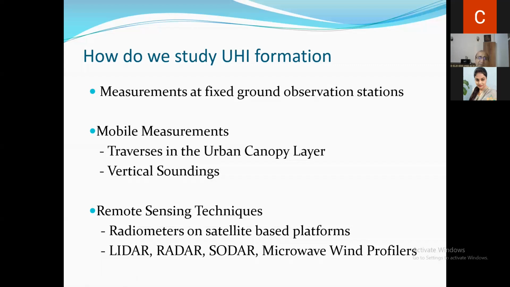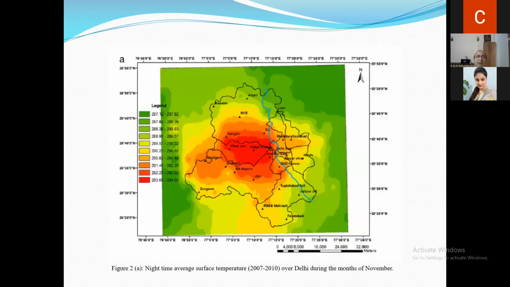Whereas there may be active remote sensing techniques also, like the use of lidars, radars, sodars, or microwave wind profilers, which may again be ground-based stations, from where we use electromagnetic energy to understand the thermal profiles of the atmosphere. So this is the typical.